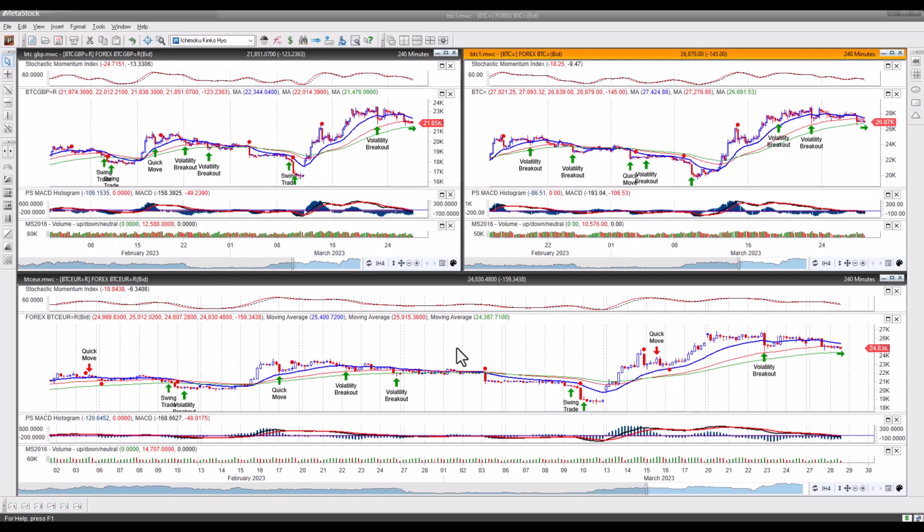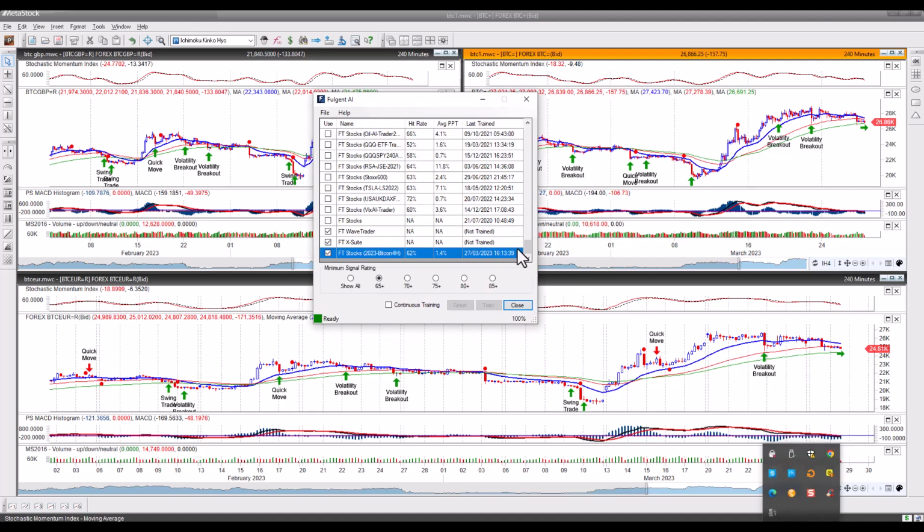We've got the 3 charts up: Bitcoin versus sterling, GBP, Bitcoin versus the US dollar, and Bitcoin versus the euro. These are all 4-hour charts, as you can see. I'm looking at an intraday trading strategy for today, and the AI that I'm using has the following statistics.